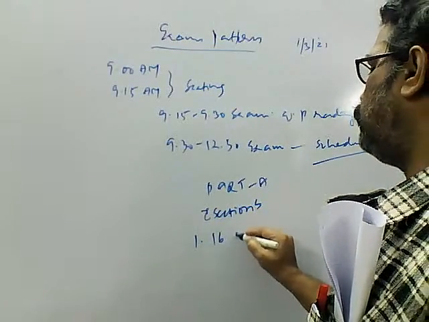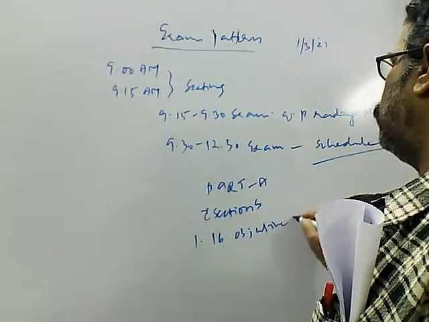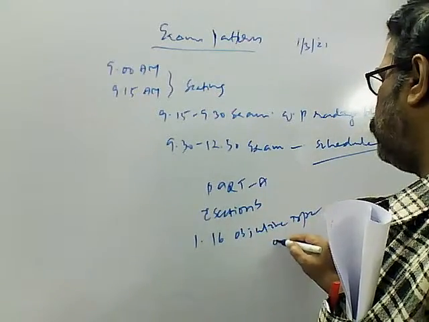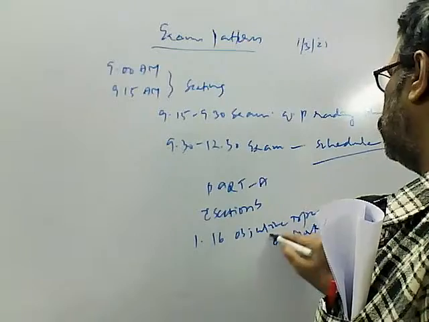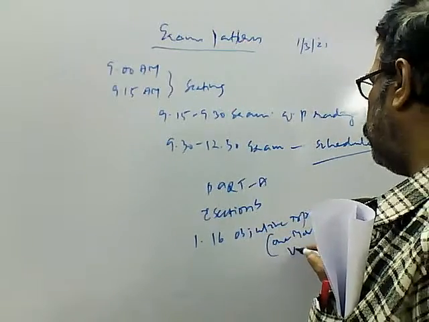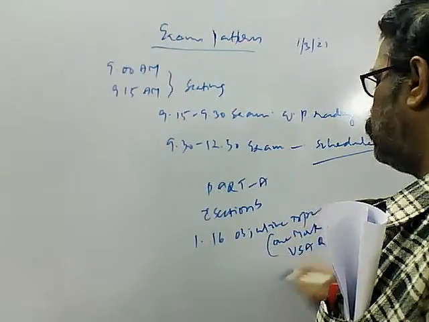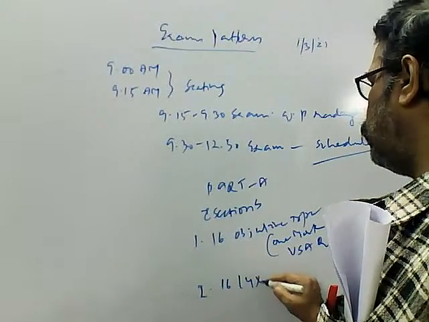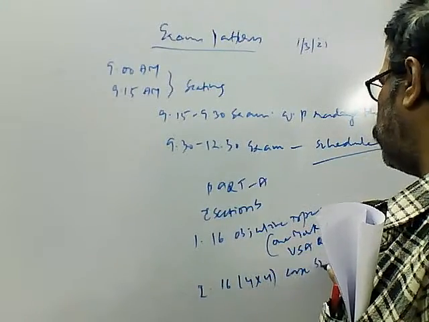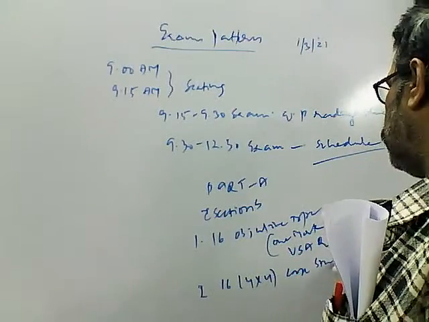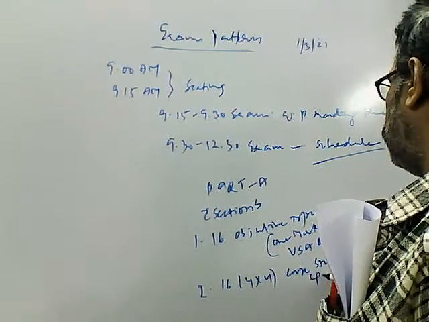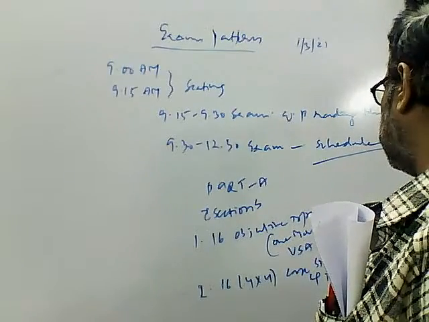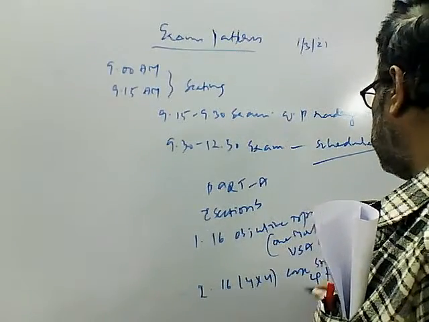One is 16 objective type questions. True or false will come, 1 mark questions with the least working, very short answer questions. And type 2 is 16, 4 into 4 case studies. In each case study you have to write 4 questions out of 5. 4 cases, each 4 out of 5.